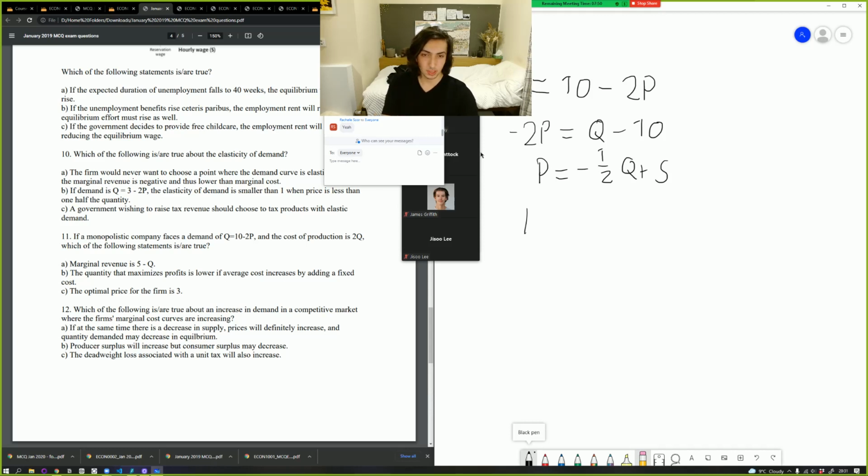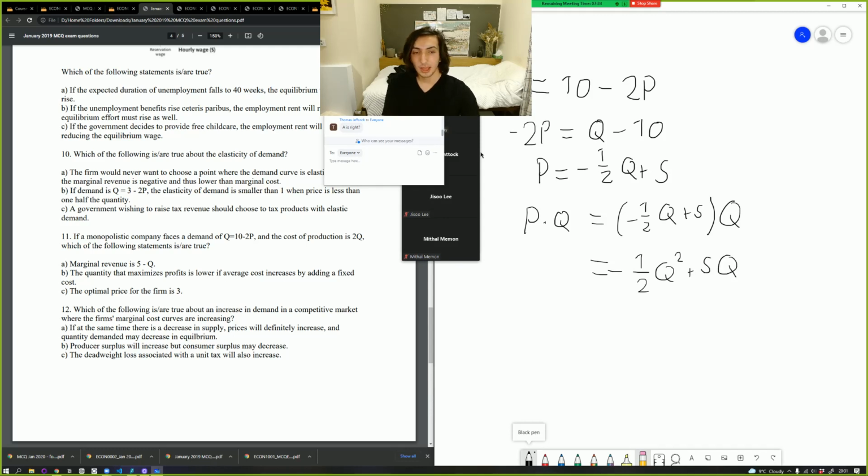So revenue is going to be P times Q, which makes it negative a half of Q plus 5 times Q, which gives you negative a half Q squared plus 5Q. And then if you differentiate this with respect to Q, you will get 5 minus Q. Is that cool? A is correct, yes.